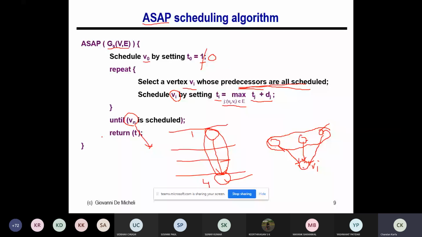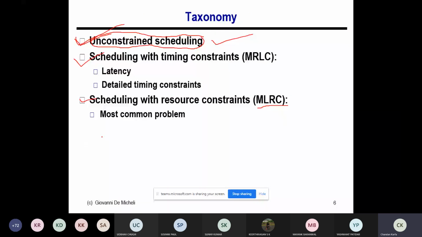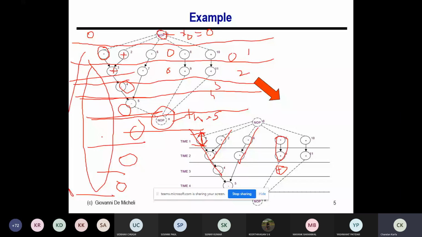So if you take this graph, this example, and if I assume that all operations are single cycle, it will always schedule the things in 4 time steps. And you can see the length of this operation is 4, right? 1, 2, 3, 4. So you cannot schedule this particular behavior in fewer than 4 time steps. And ASAP always ensures that it will be scheduled in 4 time steps, considering the operations are single cycle, right?